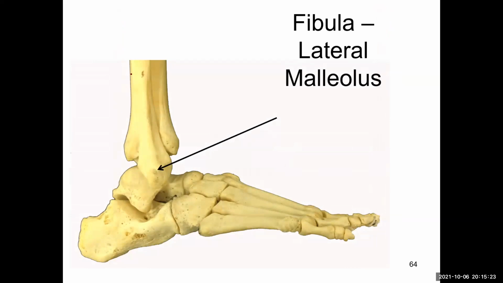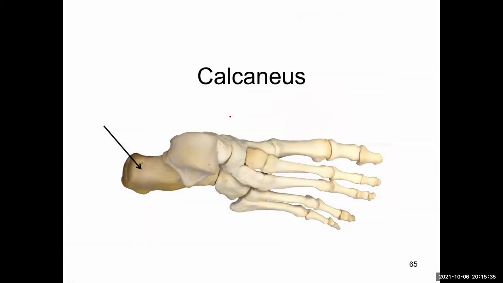Okay, so here you can see the lateral malleolus of the fibula. It's superimposed against the tibia. It's tough to see, but it kind of comes down like this. Okay, that's the lateral malleolus. It helps to give that stability, that lateral stability to your ankle joint.